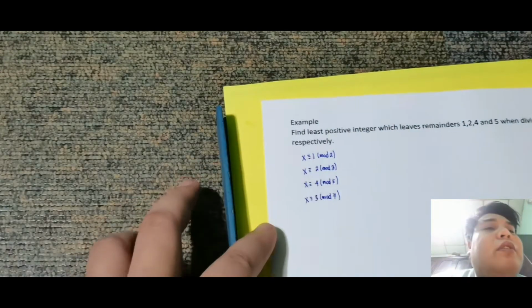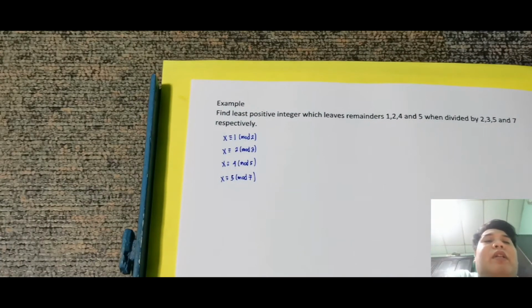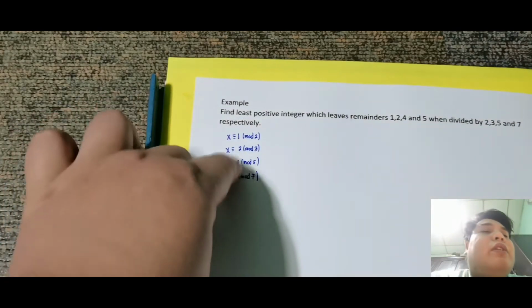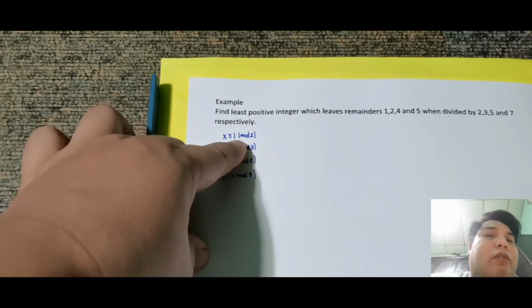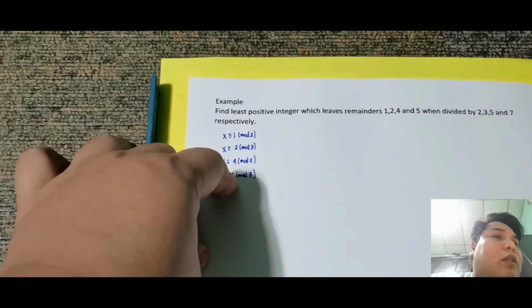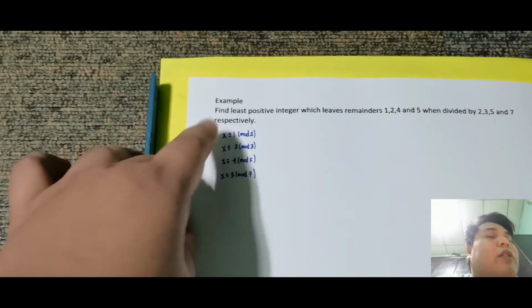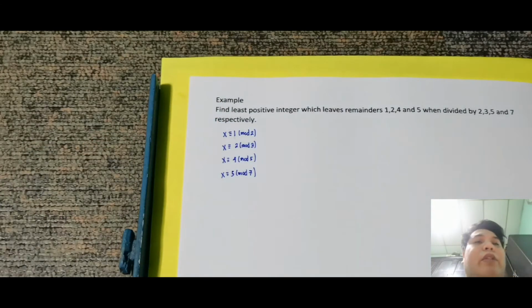Let us check kung ito ay solvable using the Chinese remainder theorem. Anong sabi niya? Dapat daw yung GCD ng kada pair dito is 1. Ano GCD ng 2 and 3? 1. GCD ng 2 and 5? 1. GCD ng 2 and 7? 1. GCD ng 3 and 5, 1. GCD ng 3 and 7 is 1. 5 and 7 is 1, and so forth. Therefore, this is solvable by the Chinese remainder theorem.